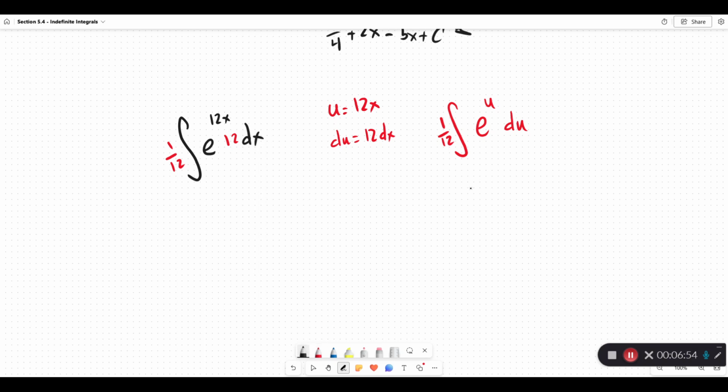And what I find is, this is 1 over 12 times the integral of e to the u, which is e to the u. And this is what we do. We just add a constant. So welcome to the club.